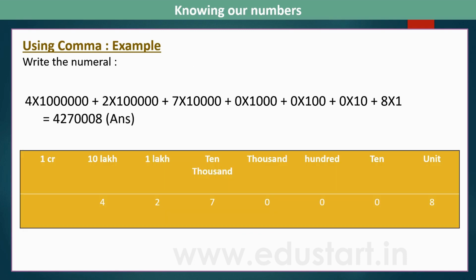Okay. So here let's write the numeral. You can see 4 is present as 10 lakhs, 2 is present as 1 lakh, 7 is present as 10,000, 0 at thousands, 0 hundreds place, then 0 tens place, then 8 units place. Now if you see 4 into 10 lakh, then 2 into 1 lakh, 7 into 10,000, 0 into 1000, 0 into 100, 0 into 10 and 8 into 1. So this is the number. Is this clear?